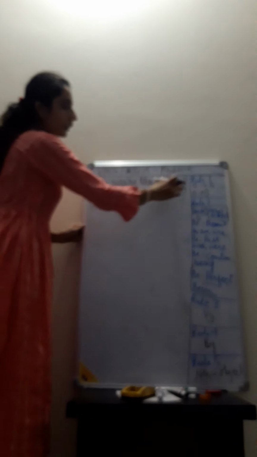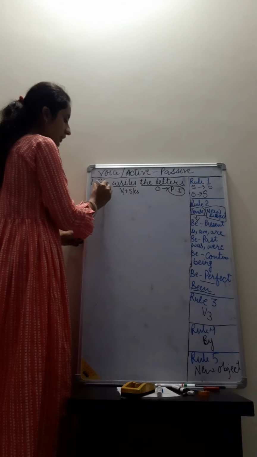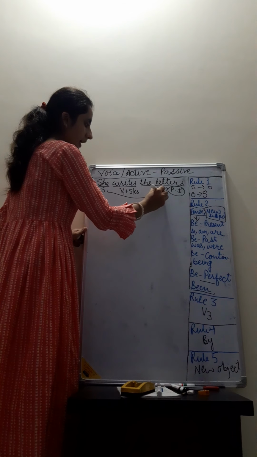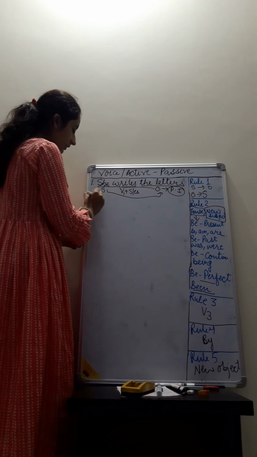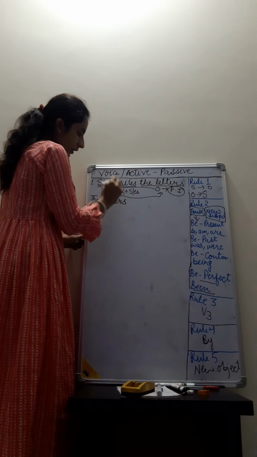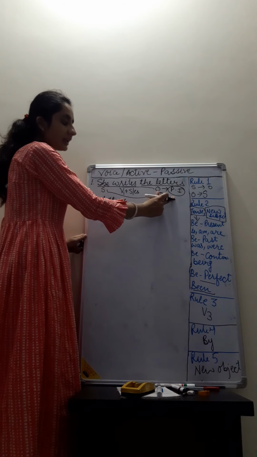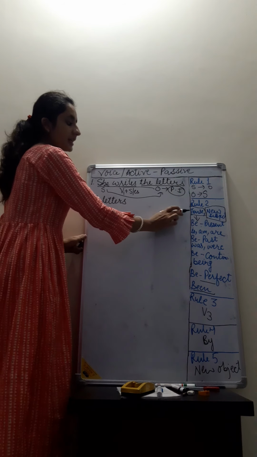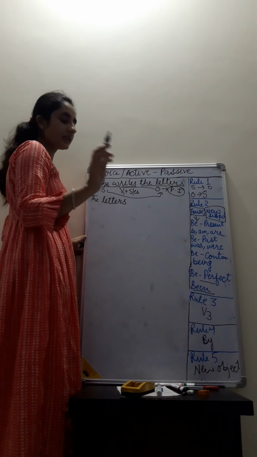So we will follow the rules one by one. We will follow these steps. Rule number 1 says subject changes to object and object changes to subject. So our new subject will be the letters. We have already seen the tense. The tense is present indefinite. So rule number 2 says check the tense. We have already checked the tense.